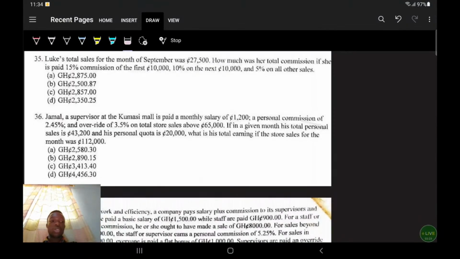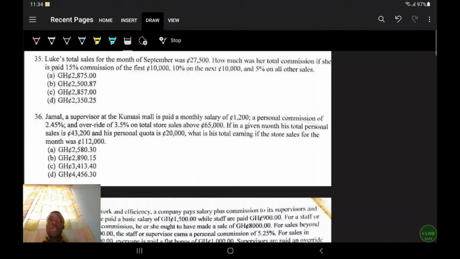So these were previous questions that I want us to discuss based on the theory that we learned on commission, trade, and cash discount. Our first question is question 35. Luke's total sales for the month of September was 27,500 Ghana cedis. How much was her total commission if she is paid 15% commission on the first 10,000, 10% on the next 10,000, and 5% on the other sales?